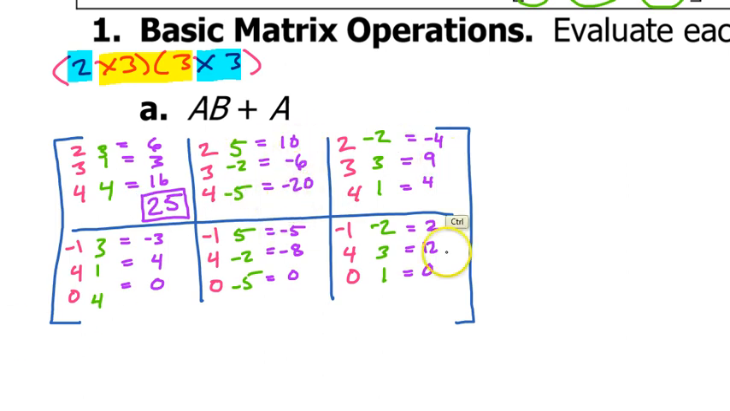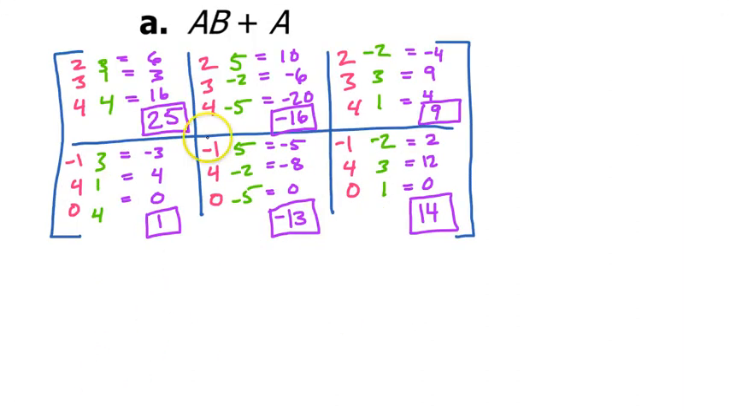And similarly, I will add up all of the other purple numbers here. All right, so these numbers that I put in the little boxes are the answer. All right, that represents the product of A times B. So I'm just going to go ahead and copy that down right now. So I've got 25 and negative 16 and 9, and 1 and negative 13 and 14.